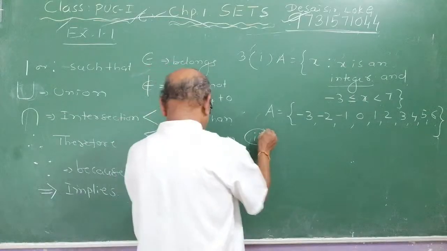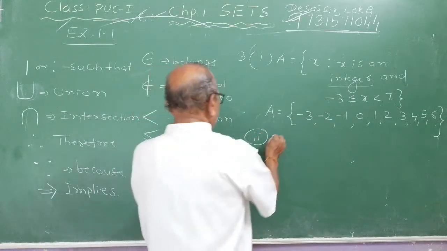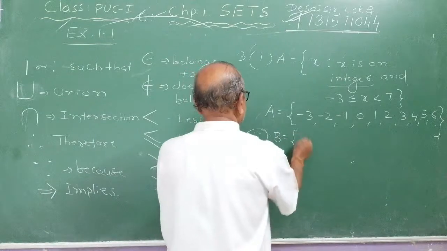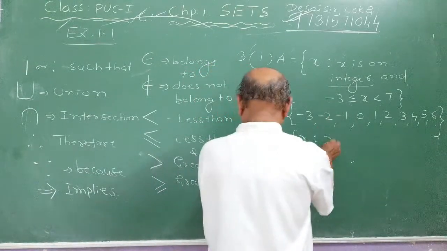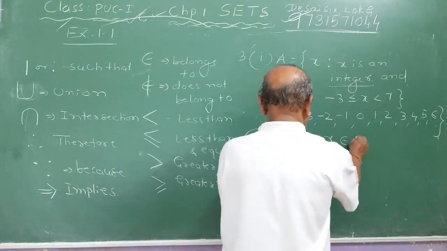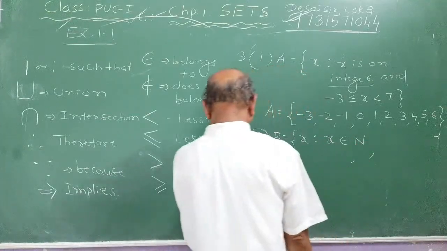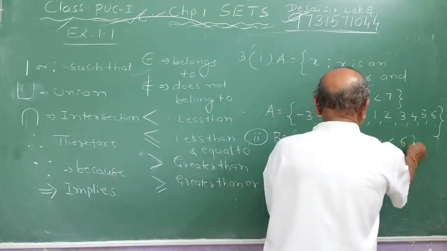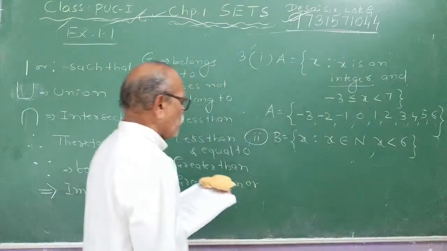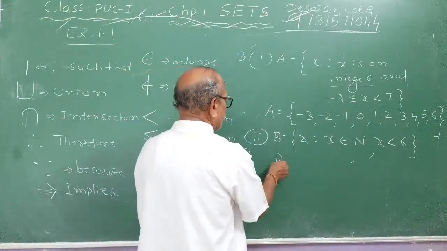Second question. B. You are given a set of all x such that x belongs to natural numbers. X is a natural number and x is, I am writing in symbol, less than 6. Now you can write easily. I am not writing words there.